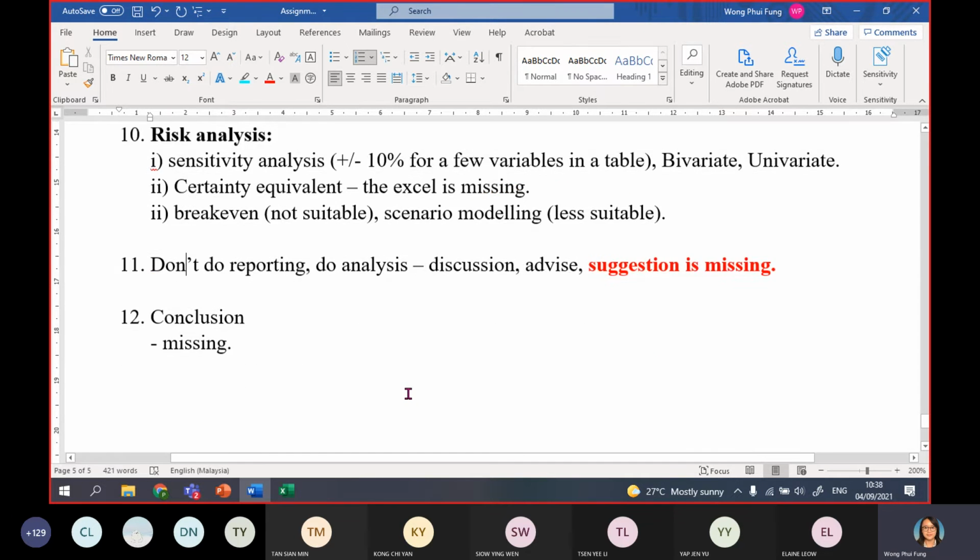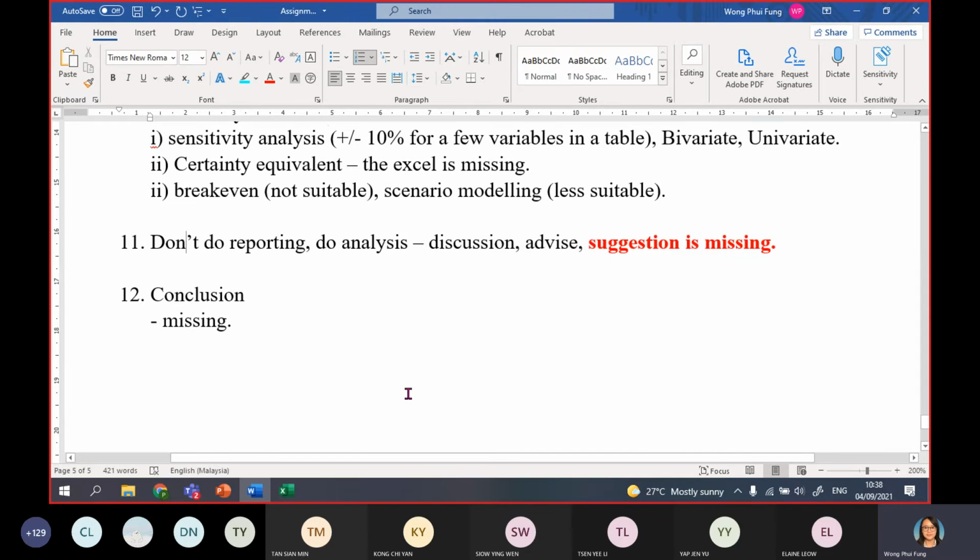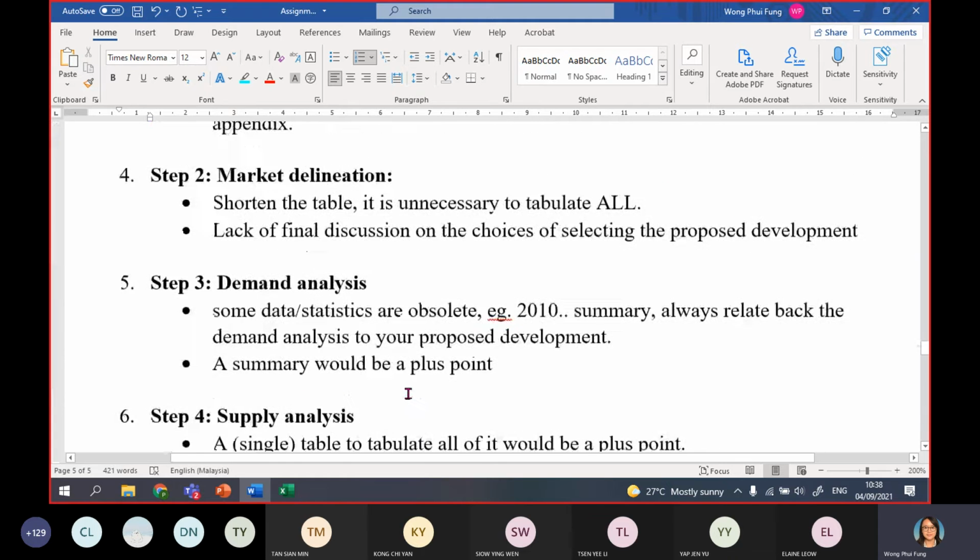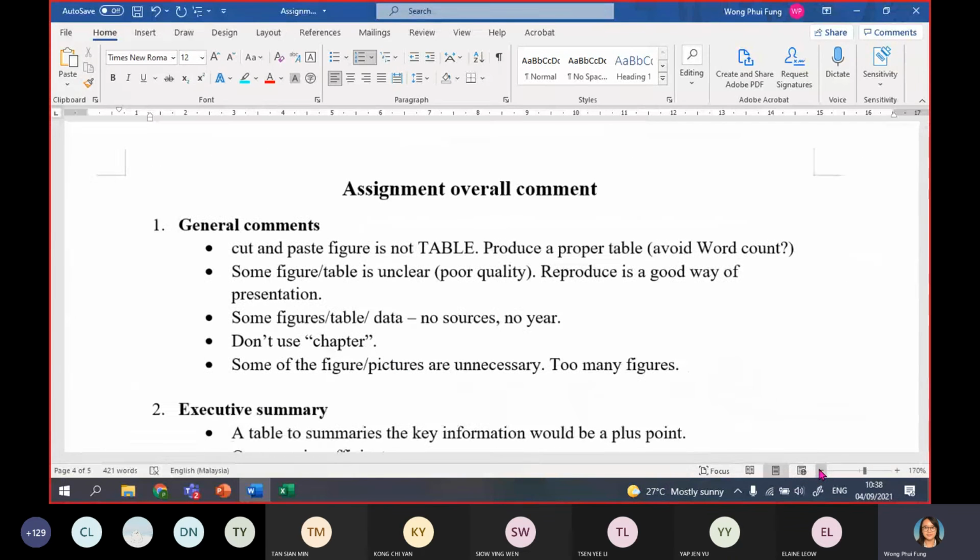Okay, last one, conclusion. I think one group is missing. If you are missing the conclusion part, your marks for conclusion will be very low. All this content I have actually put in the assignment, so you need to include the conclusion. Any question on your assignment before I proceed to the FA briefing?